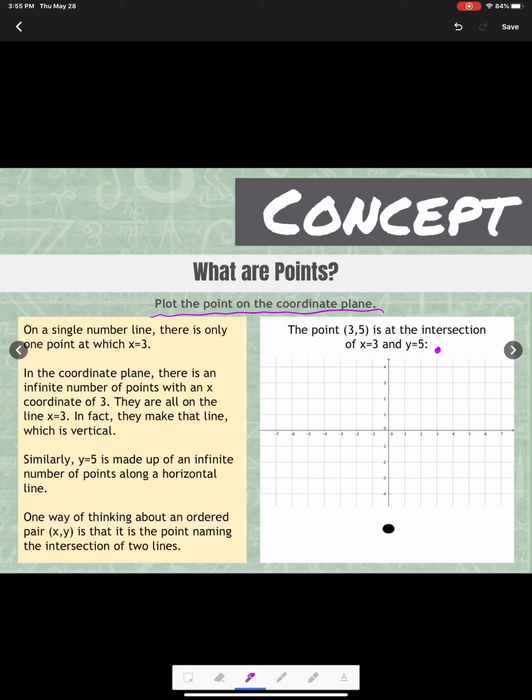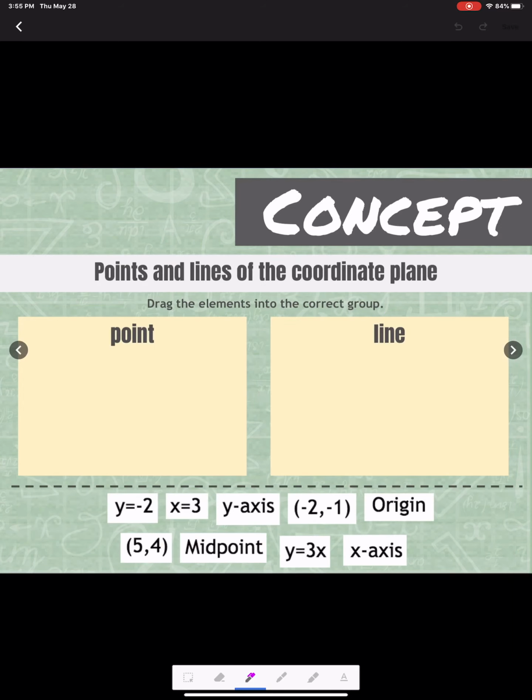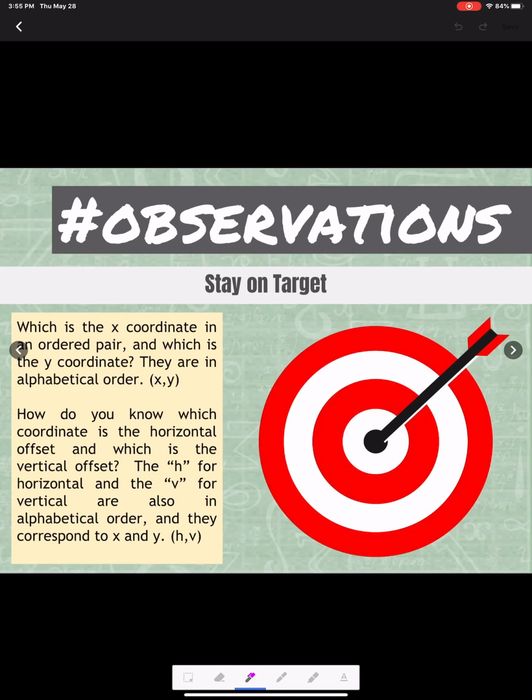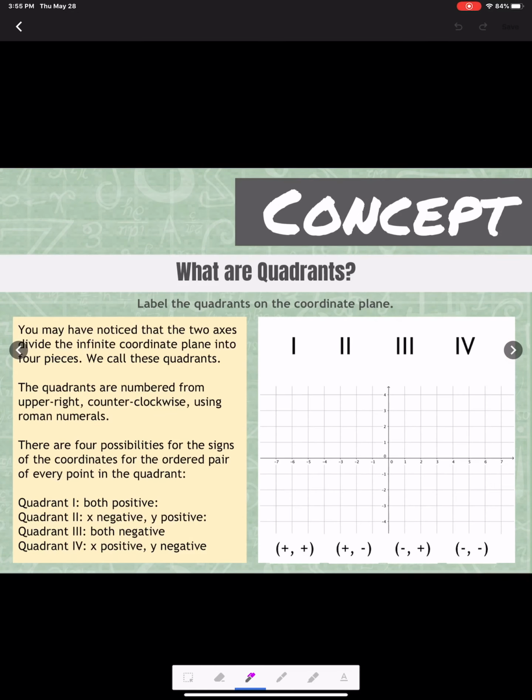There's my plotted point, 3, 5. Okay, you can draw right on it. My lines, again, I obviously cannot drag and drop these, so I need to write. I would write a point is -2, -1. That's one of my points. A line would be y equals 3x, okay? So you're able to draw right on the page if you do it that way.